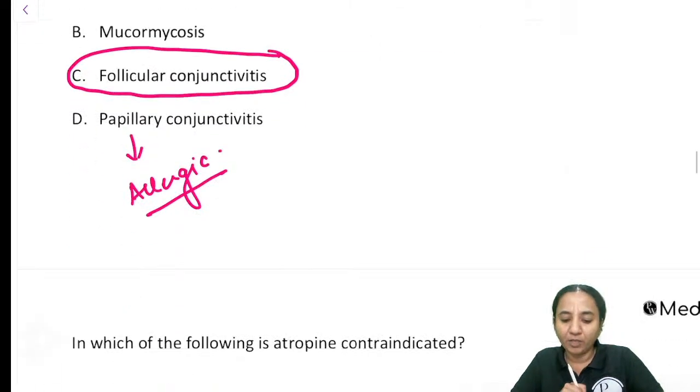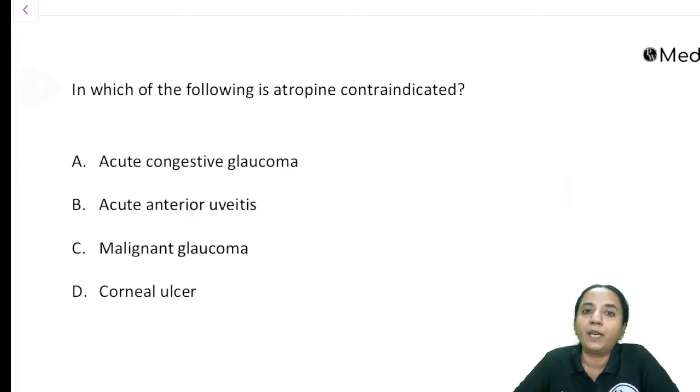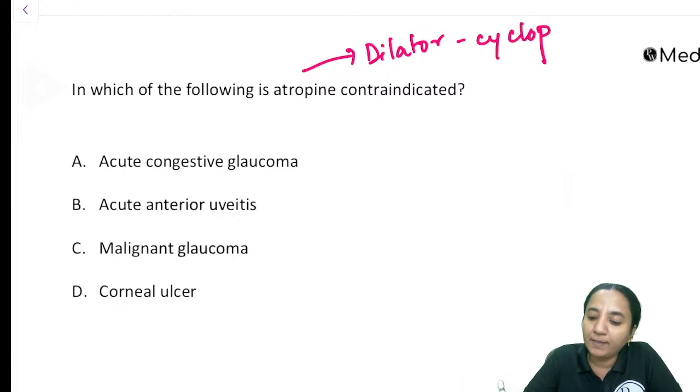Right? Simple question. Shall we go to the next one? Again, another simple question. In which of the following is atropine contraindicated? Now, what is atropine actually? Atropine is a dilator cycloplegic, right? It dilates the pupil and it's a very, very strong cycloplegic. So, it relaxes the ciliary body.